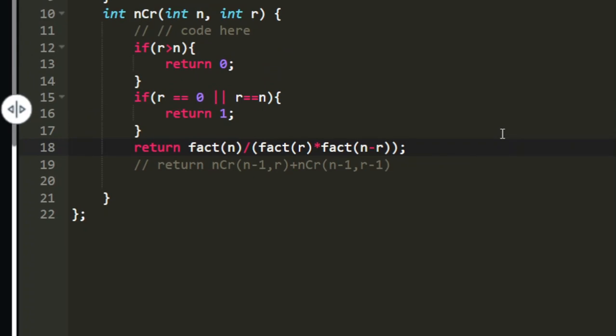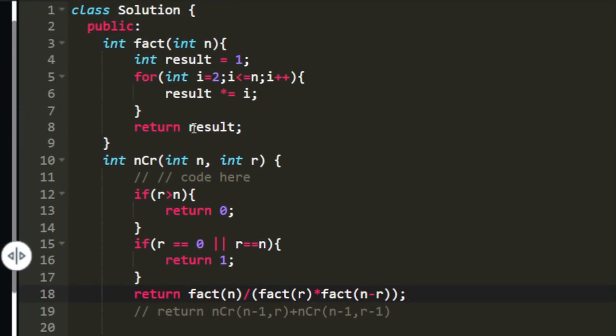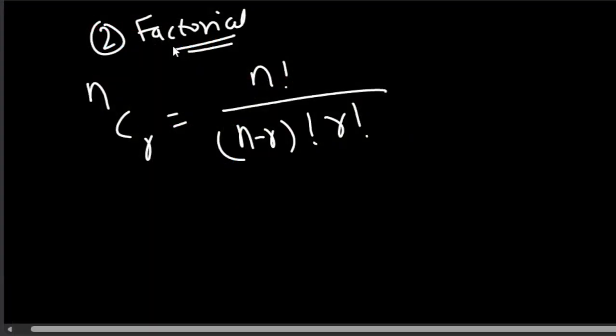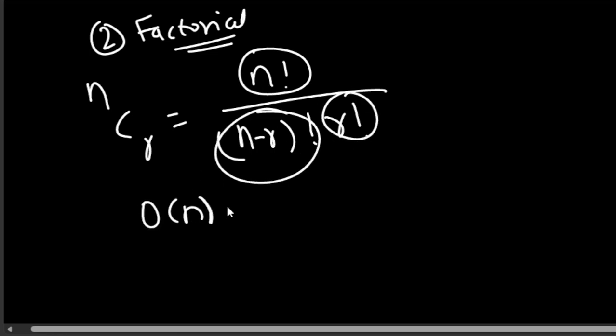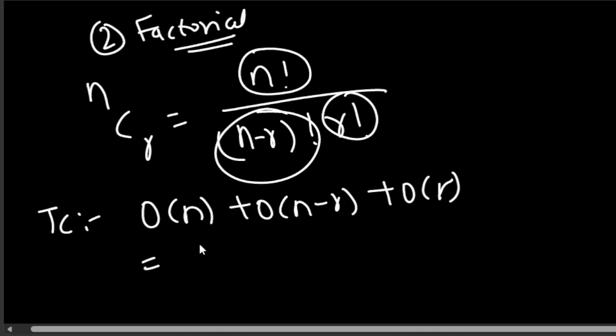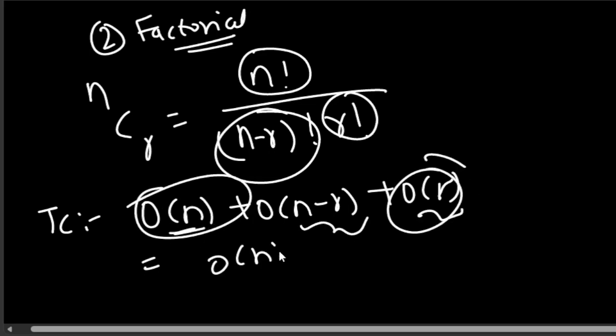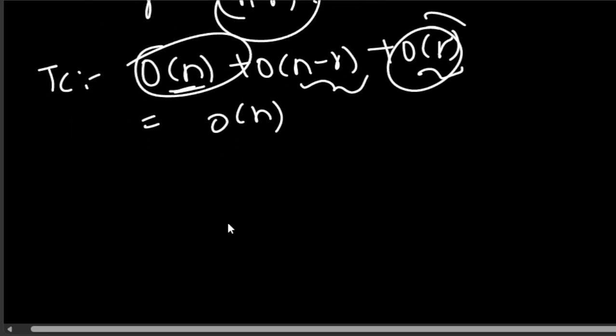So what will be its time complexity? So basically we are calling the factorial function 3 times, and the factorial function time complexity is O of n, because there is a for loop. So we are calling the function 3 times: O of n plus O of n minus r plus O of r. This is the time complexity, and definitely these terms will be less than this. So we'll consider this O of n only. And space complexity is O of 1 only.